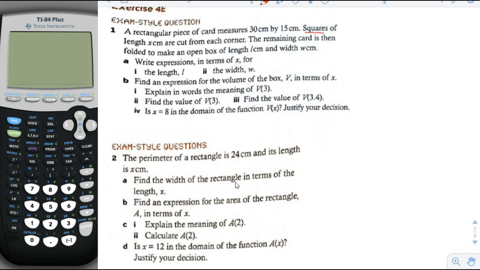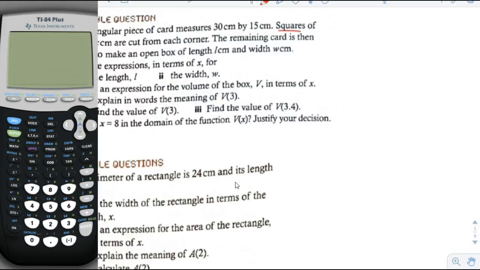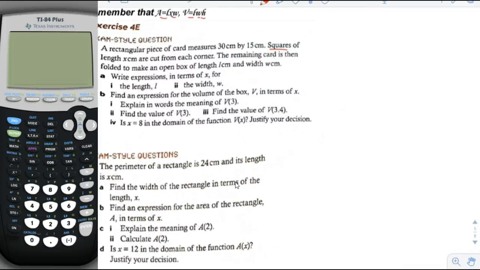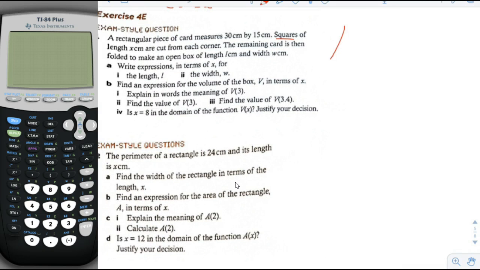Squares of length x are cut from each corner. The remaining card is then folded to make an open box of length L and width W. This kind of problem is very frequent in IB. So just to draw it out, you've got a piece of paper and you cut squares out of each corner to make this shape. And each one of these squares has sides of length x, okay?